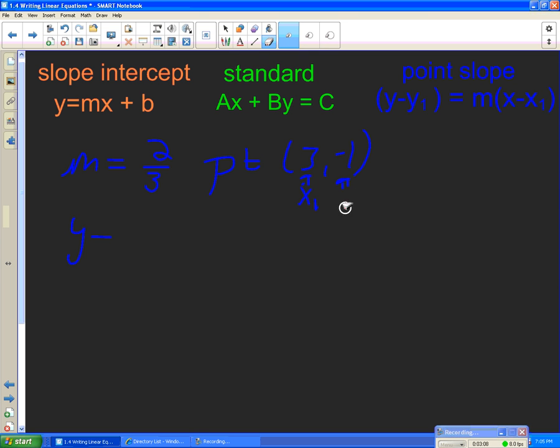Let me erase this so you can see this a little bit better. My pen does not want to cooperate. So let me do this.